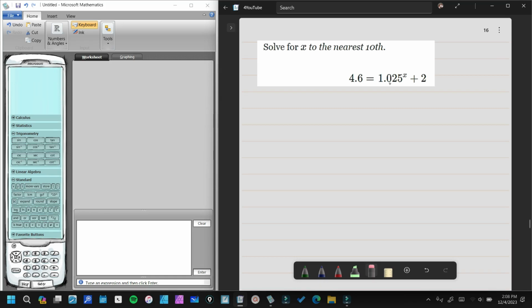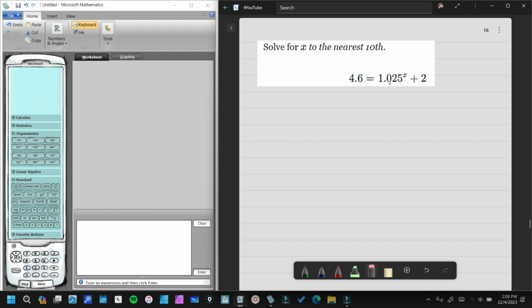Hello everyone, today I will teach you how to use logarithm in solving exponential equation. I have here four examples. So let's consider the first one. We have here 4.6 equals 1.025 raised to x plus 2.